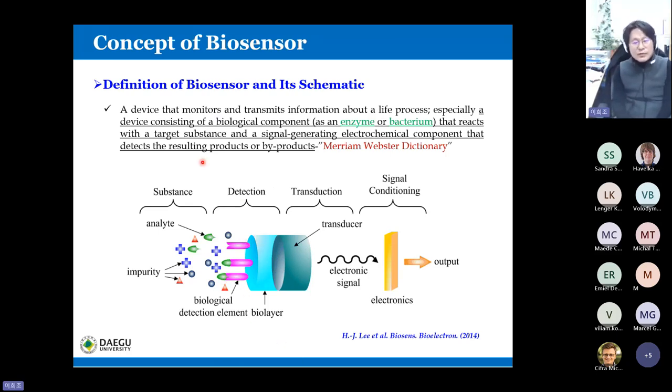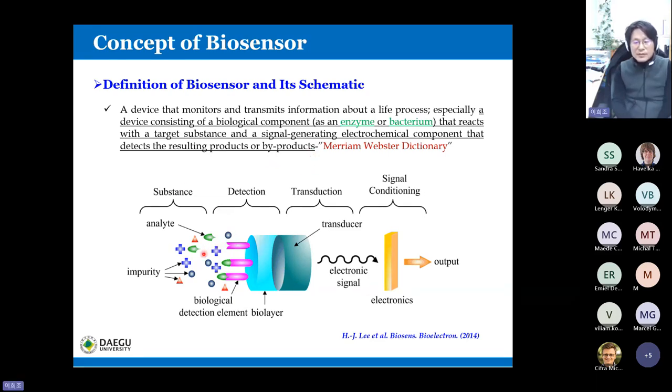As you know, according to the Merriam-Webster dictionary, a biosensor is defined as a device that monitors and transmits information about life processes, especially a device consisting of biological components, for example, an enzyme or bacterium, that reacts with the target substance or analytes, and signal generating and electrochemical components that detect the resulting products or byproducts.